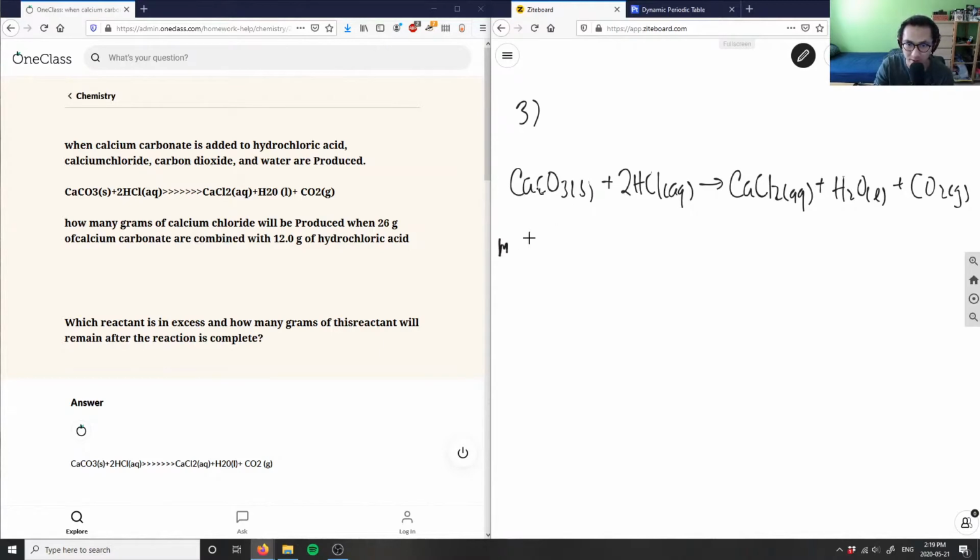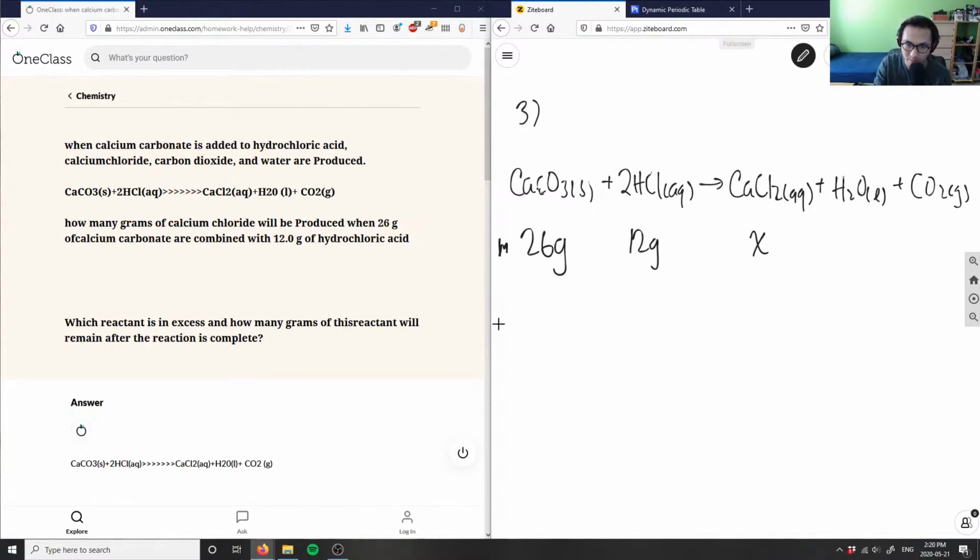So this is the mass. Calcium carbonate is 26 grams, combined with 12 grams of hydrochloric acid. And again, I want X here. This is going to be my unknown. So I want to find the mass, or sorry, grams, of calcium chloride. I have masses here, so what I want to find is which of these is the limiting reagent, and that will determine how much mass we're going to make.